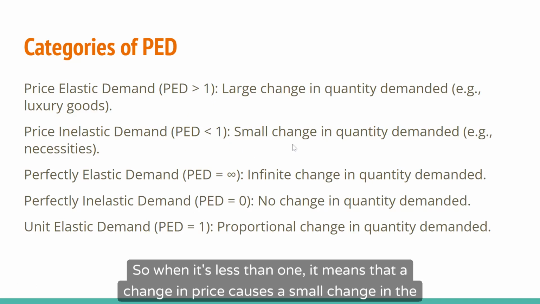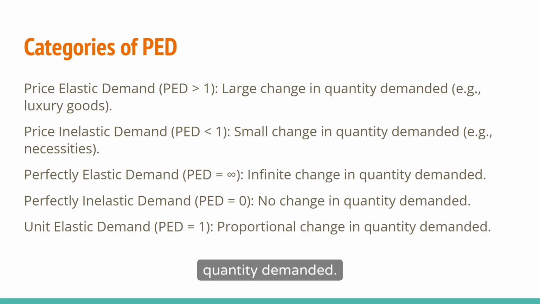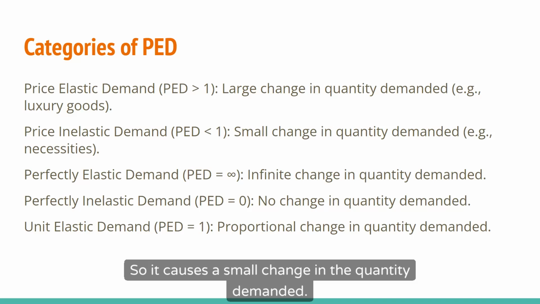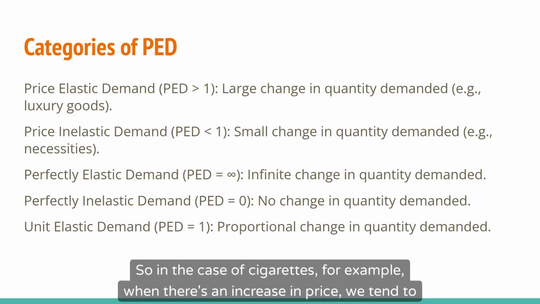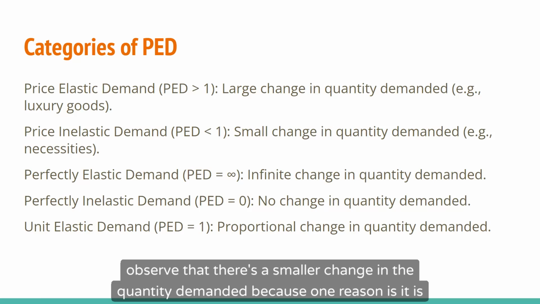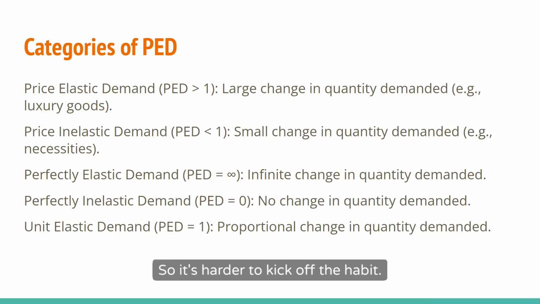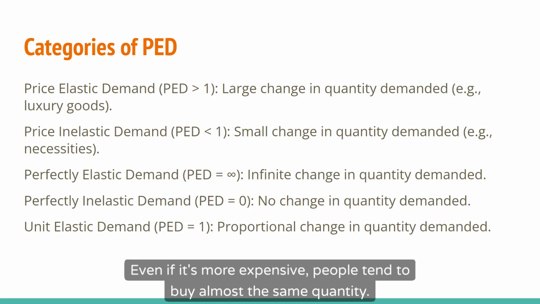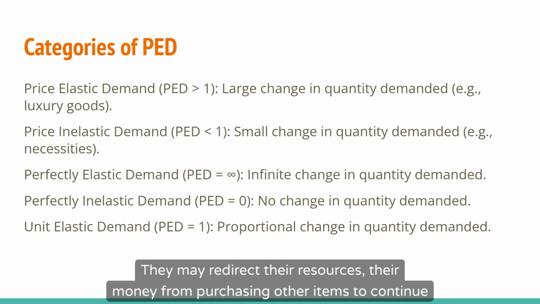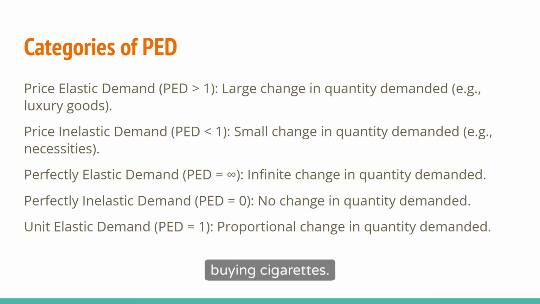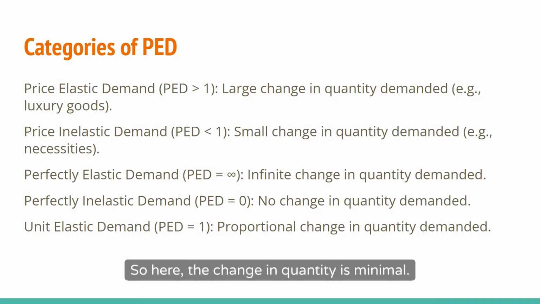When it's less than 1, it means that a change in price causes a small change in the quantity demanded. We use the word small here. In the case of cigarettes, for example, when there's an increase in price, we tend to observe a smaller change in the quantity demanded because one reason is it is addictive in nature. It's harder to kick off the habit. Even if it's more expensive, people tend to buy almost the same quantity. They may redirect their money from purchasing other items to continue buying cigarettes. So here, the change in quantity is minimal.